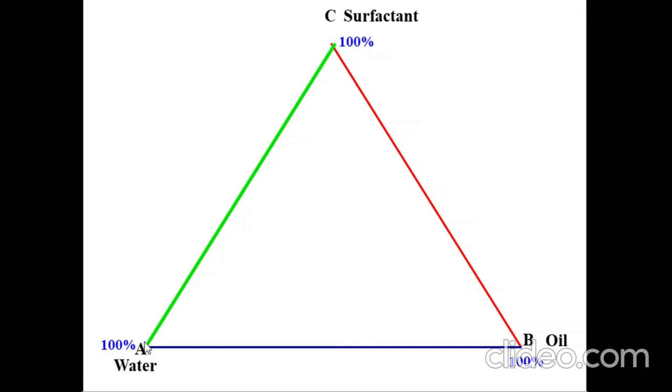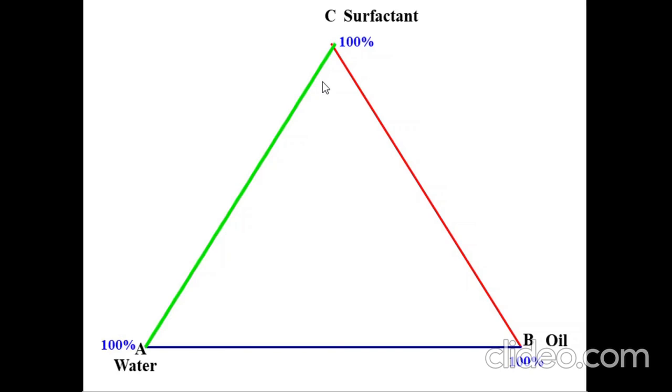Similar to that, we have 100% of water at this point and 0% of water at this point. So the line B and C represents 0% of water. In the same way, the line A and C represents 0% of oil. So in that context, at this point it is 100% of surfactant, and at this point it is 0% of surfactant.